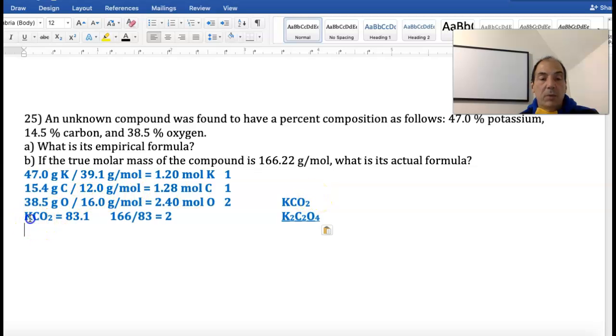I add up 1 potassium, 1 carbon, 2 oxygens, I got about 83. 166 divided by 83 is 2. And so our molecular formula was K2C2O4. And that is something you should be able to name. Okay, you should know that that is called potassium oxalate. Wasn't asked there. I just did it anyway.